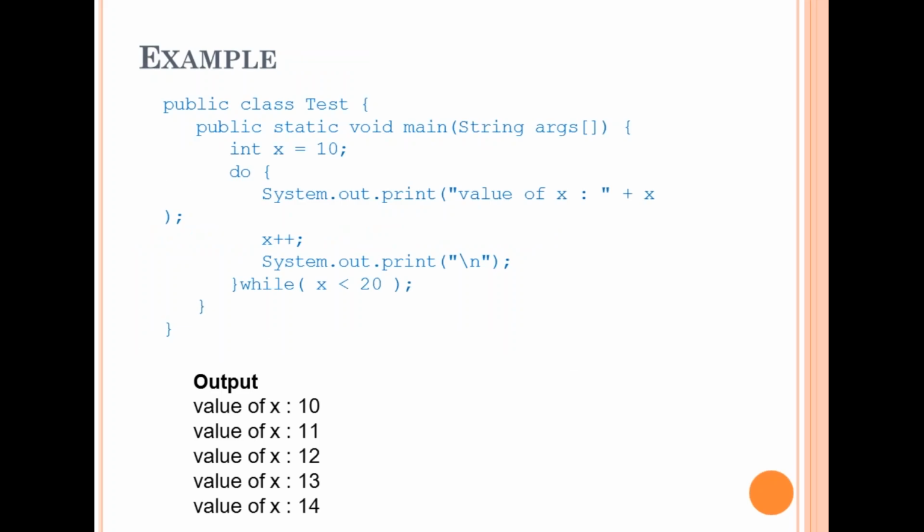We have a simple example here where the int value x is declared as 10, and we have a do-while where System.out.println value of x is printed. So the value of x, 10, is the first output. It reaches while x less than 20, and x is incremented in the loop. So 10 plus 1, that's 11, 11 is less than 20, so 11 is printed, and so on. It continues until 19.